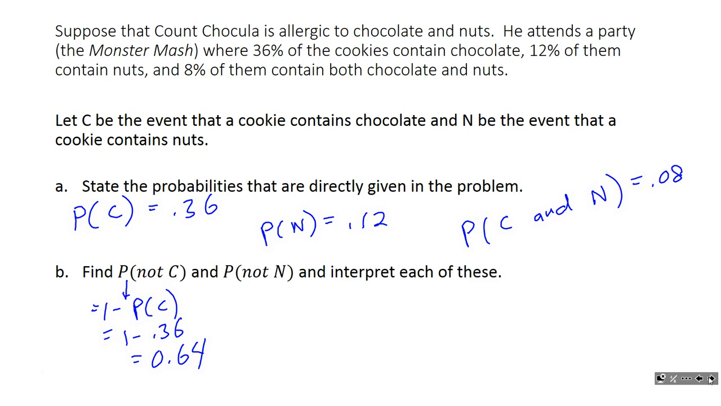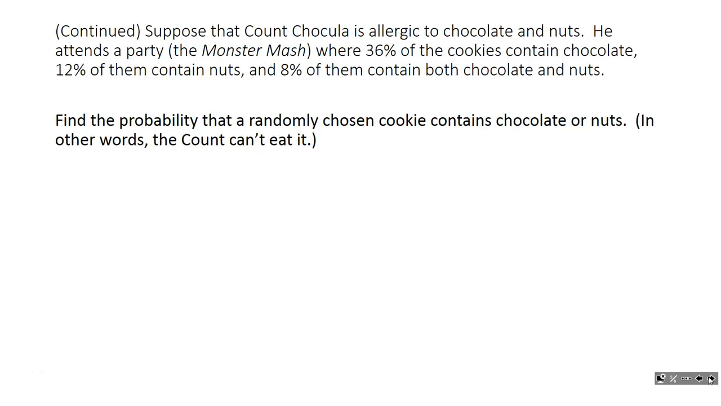Now, not N would be 1 minus the probability of N. These are what we call complementary events, N and not N. So that would be 1 minus 0.12. I didn't need a parenthesis there, sorry. Which would be 0.88. And 0.88 and 0.12 add up to 1. Now those were pretty simple questions. Let's do a couple that are a little bit more advanced than that.